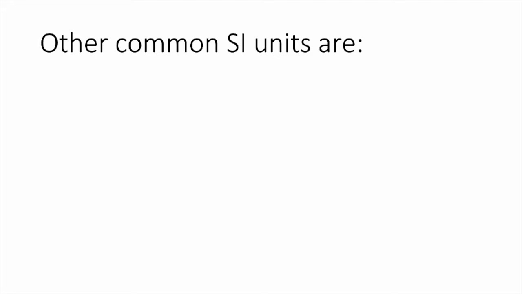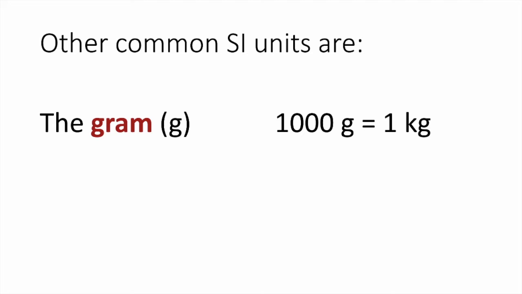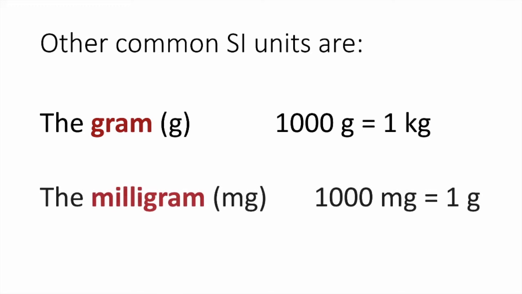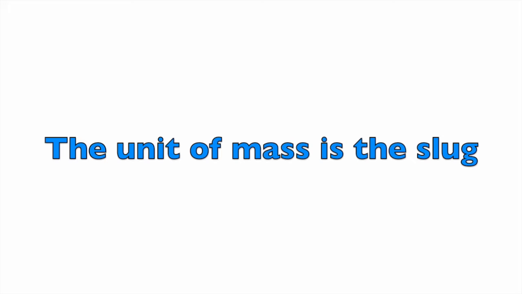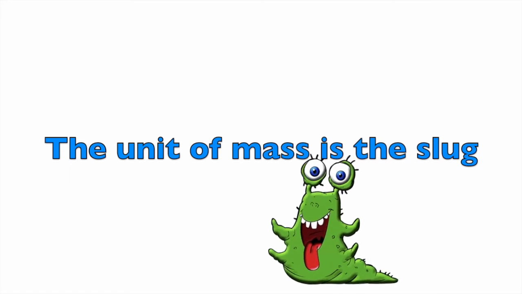Other common SI units are the gram. 1,000 grams makes up 1 kilogram. The milligram is another unit that's commonly used. 1,000 milligrams equals 1 gram. The imperial system of units is another system that's used in the United States in everyday situations. The unit of mass is the slug. We don't use the slug much in science, so you don't have to remember it.